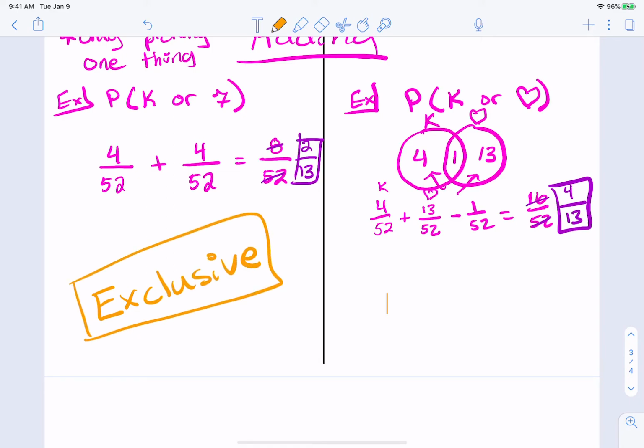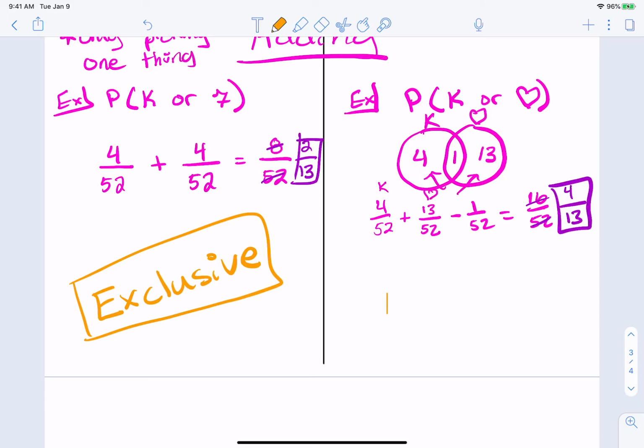The word exclusive, you see the word exclude. Do you know what it means to exclude somebody? Yeah. You don't include them, okay? So if you exclude the two things, the king and the 7 are excluded because they have nothing to do with each other, right? King and 7 are two separate categories.